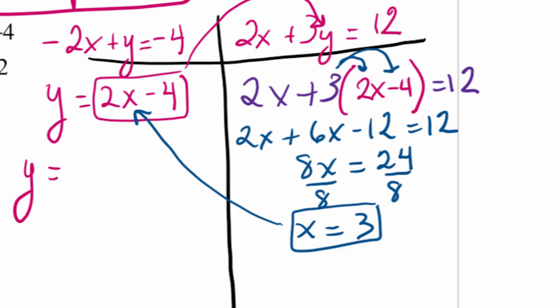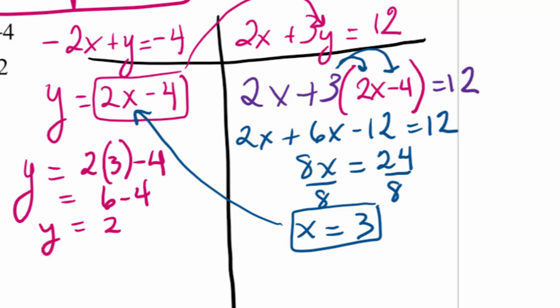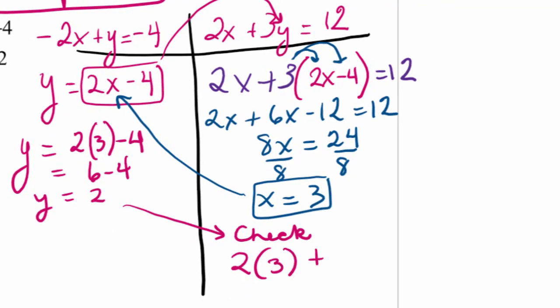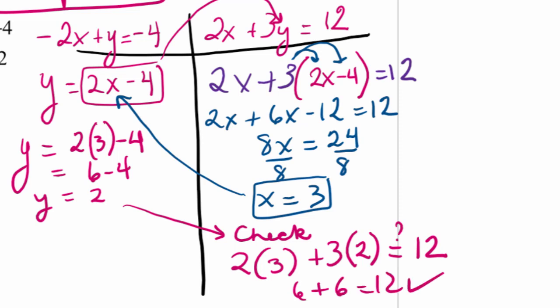So we have y equals 2 times 3 minus 4, or 6 minus 4, or 2, which we're now going to bring across to the right for a check. 2 times x, which is 3, plus 3 times y, which is 2. Does that equal 12? And 6 plus 6 is 12. Awesome, so that checks. So what's our solution?